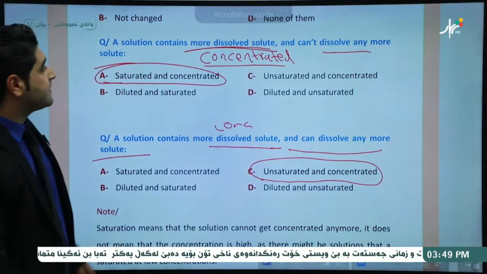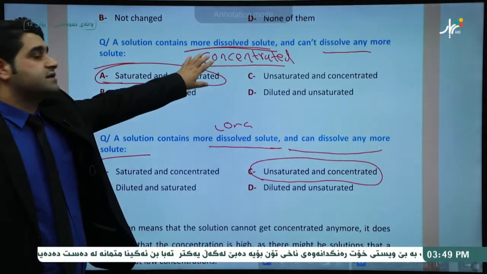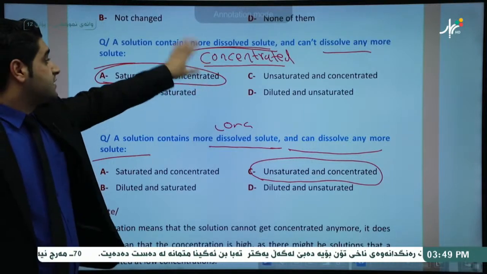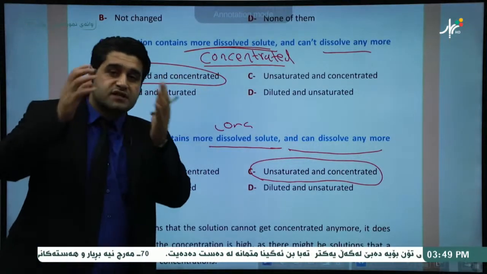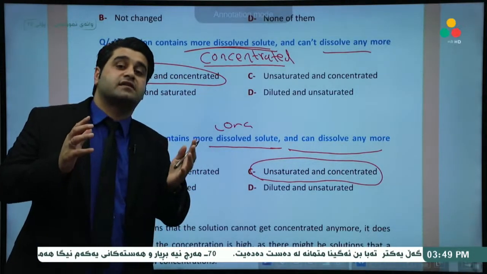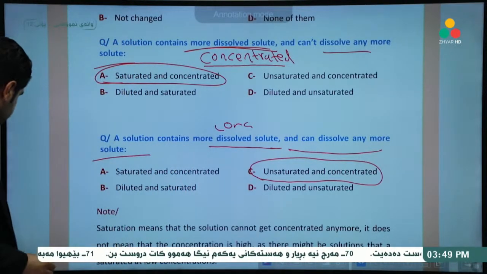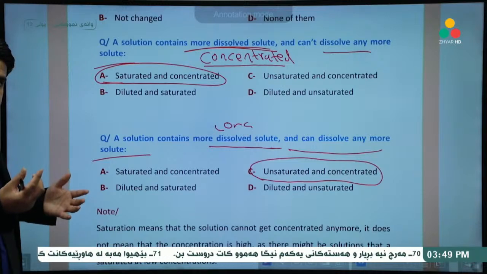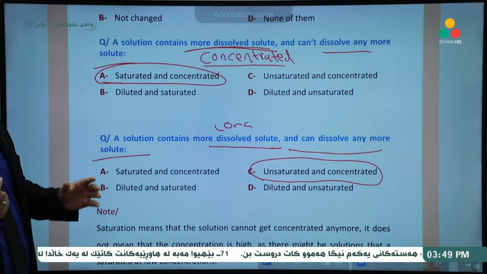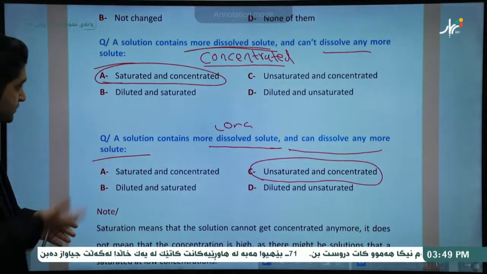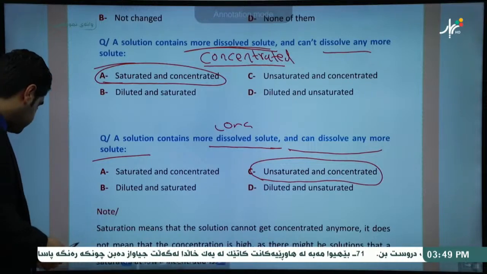Here we can see that there is no relation between concentrated and saturated. Concentrated means more dissolved solute, but saturated means not having the ability to dissolve more solute. Less dissolved solute means dilute, but unsaturated means having the ability to dissolve more.